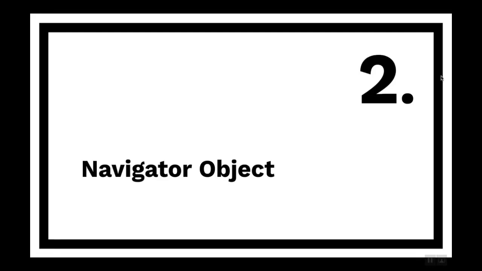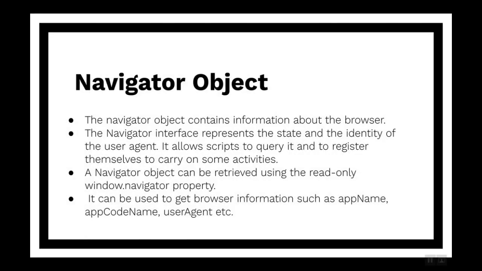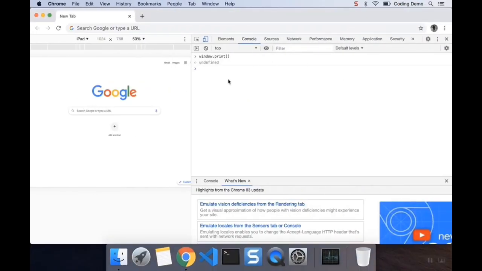So the Navigator object is within the window object itself. The Navigator object contains information about the browser. It has the state and identity of the user agent that we just saw. It is read-only, but we get very valuable information from the Navigator object that we can use to further provide a much better and rich user experience to the user. So let us go back and see what we have under the Navigator object.